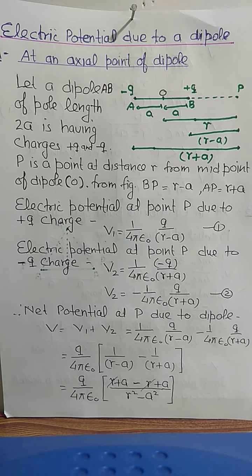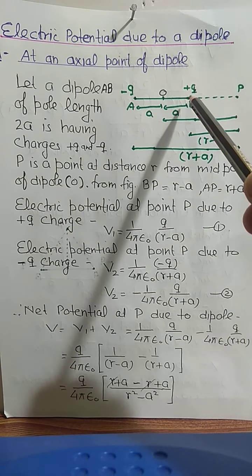Students, now I am going to discuss electric potential due to a dipole. For the dipole, there are two conditions. One is the axial position and the other is the equatorial, that you all know. So first I'm going to discuss at an axial point on the dipole. And what is the axial point? That you know very well. I have already discussed it in the case of electric field.